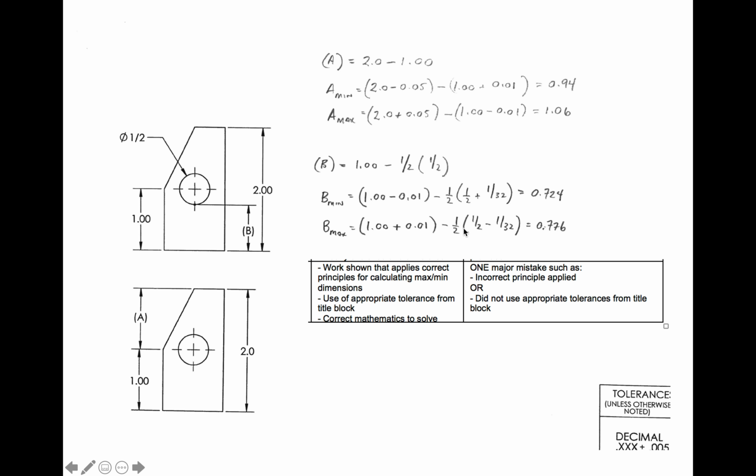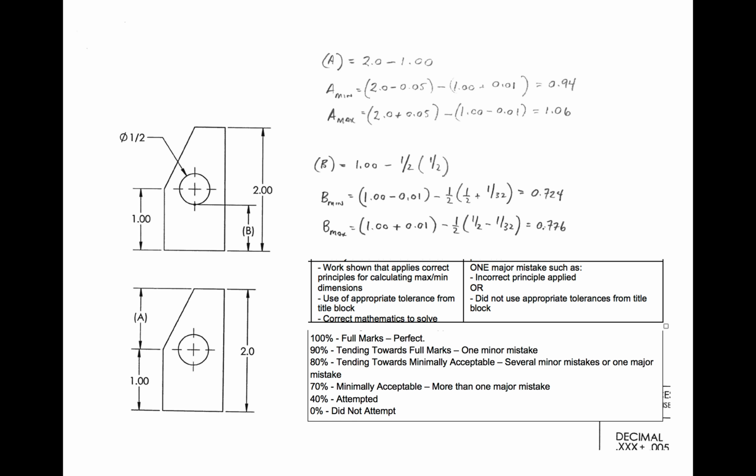Or you did not use the appropriate tolerances from the title block. So if you didn't pull 1/32 here, 0.01 for 2 decimal places, 0.05 for 1 decimal place, that would be another major mistake, okay? So again, I want you to think about how you did on this problem, okay? This would be a 10-point problem, 100%, 10 points, perfect, like I showed, okay? 70%, one major mistake, and then working your way through the others that are in the middle. So mark your problem here and see how you did.